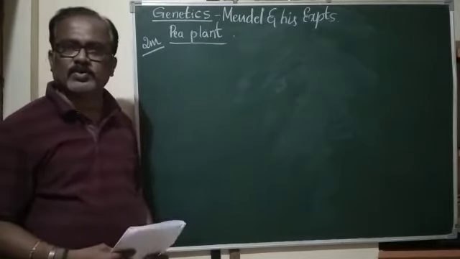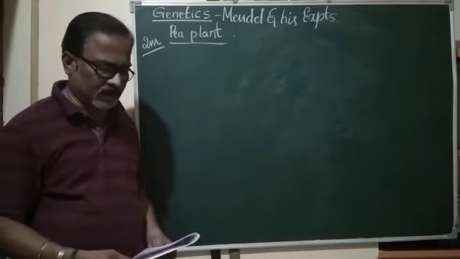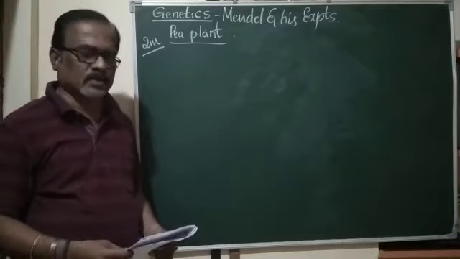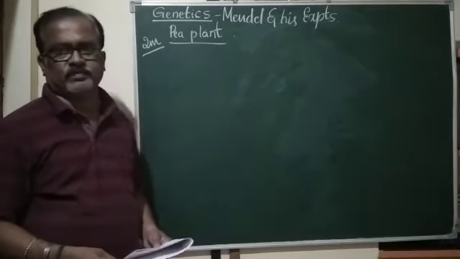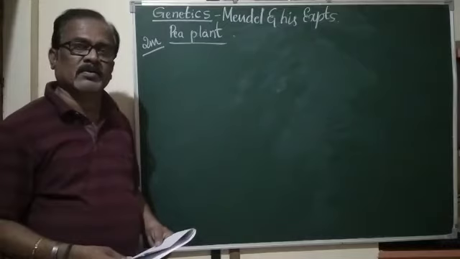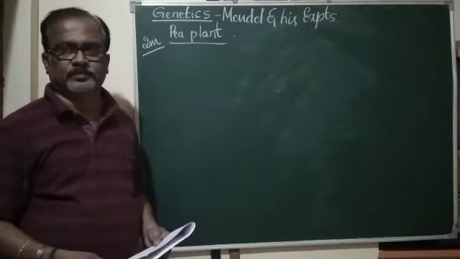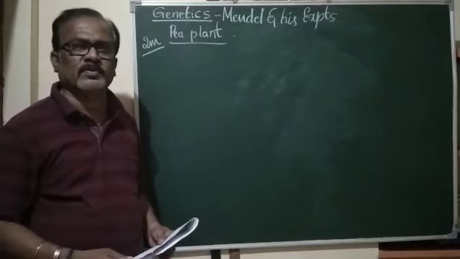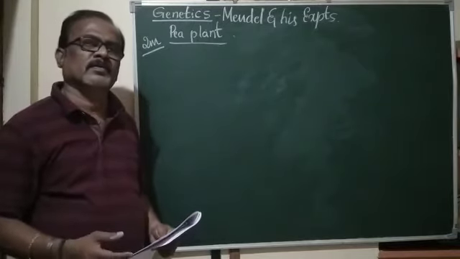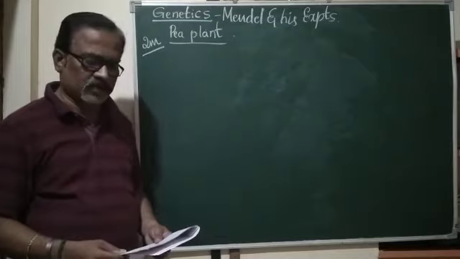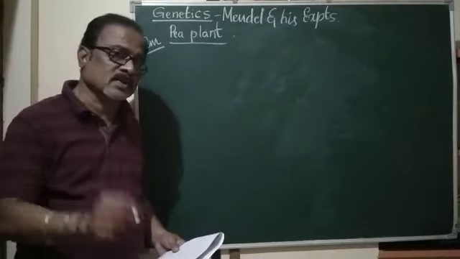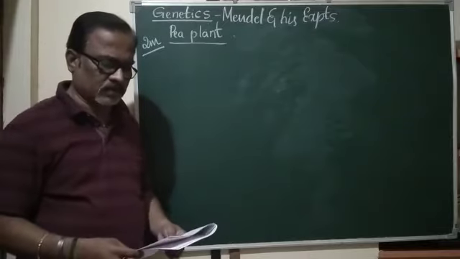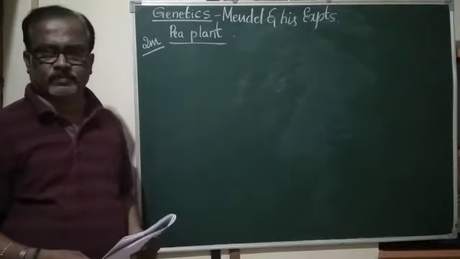Second advantage of selecting the pea plant is it has perfect bisexual flowers and they are self-pollinating. Due to self-pollination, the plants are homozygous.